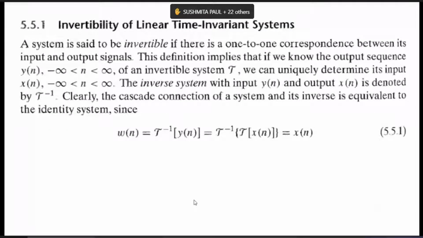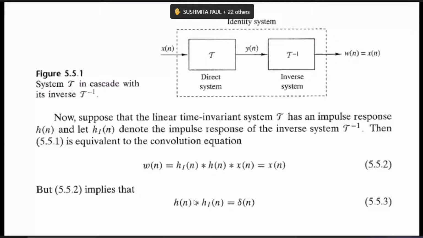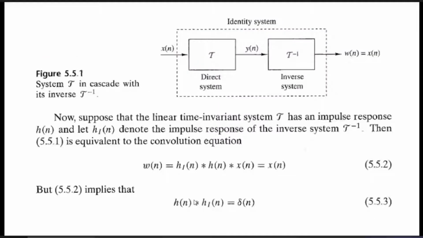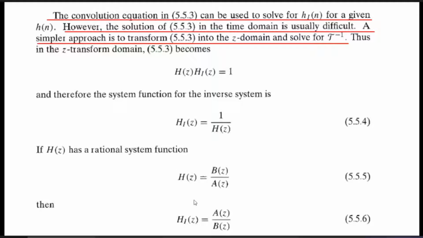Okay, unity value or unity matrix, you can say. Identity matrix, you can say. So अगर ये है h[n] कन्वोल्यूशन h_inv[n] डेल्टा n, इसका जेड ट्रांसफॉर्म कर दो. जो जेड ट्रांसफॉर्म करने से क्या होगा, वो मल्टीप्लाई हो जाएगा.